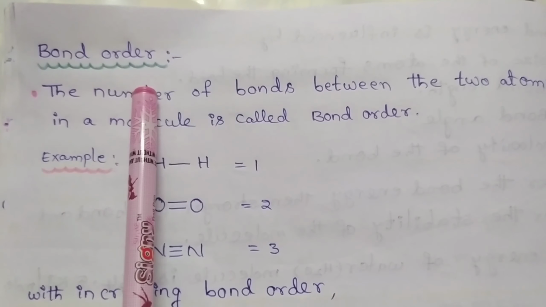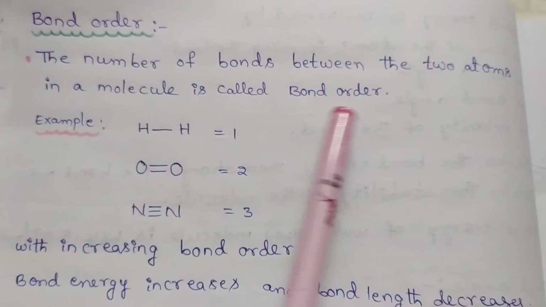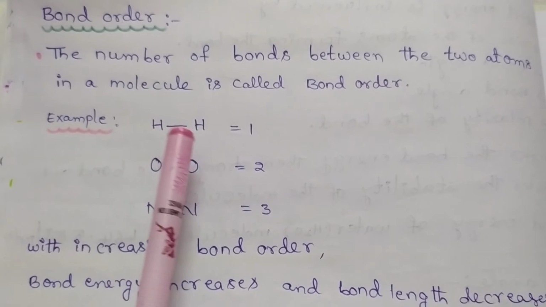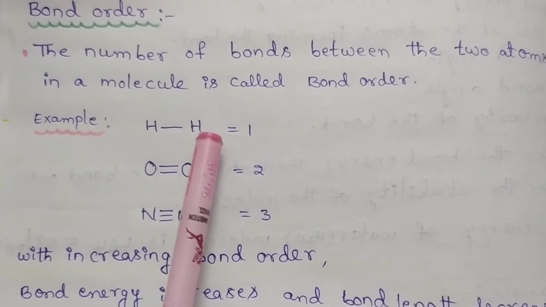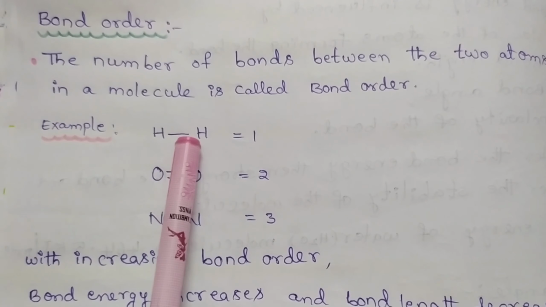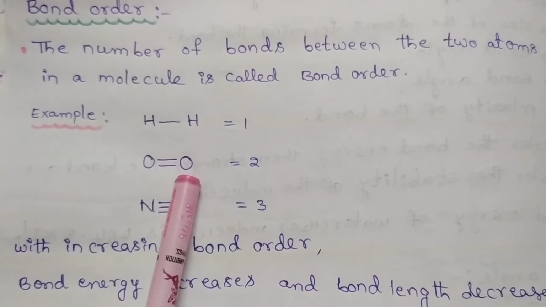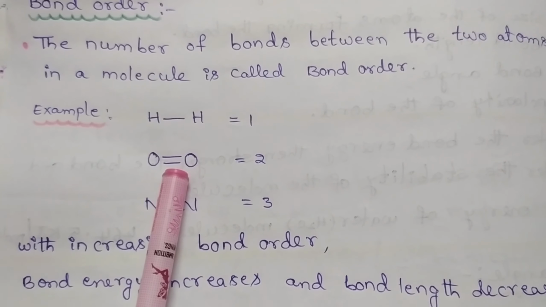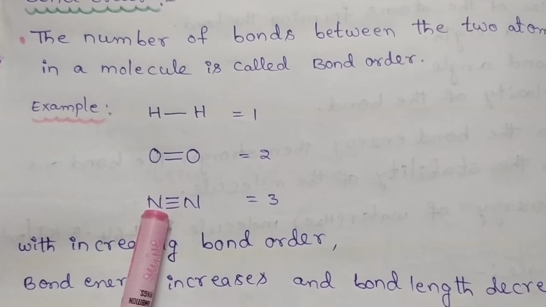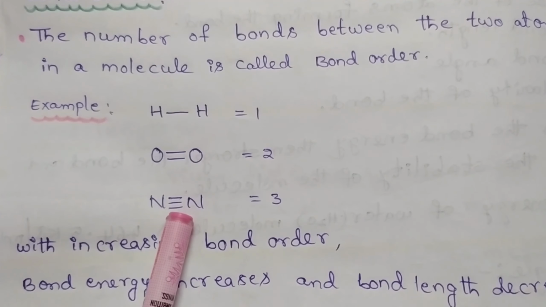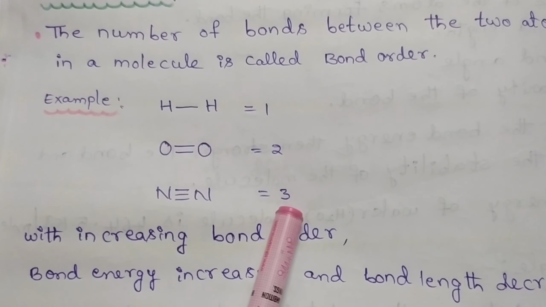Now we discuss the bond order. The number of bonds between the two atoms in a molecule is called bond order. For example, in a hydrogen molecule, the number of bonds present between the two hydrogen atoms is equal to 1. So its bond order is equal to 1. The number of bonds between the two oxygen atoms in an oxygen molecule is equal to 2. So its bond order is equal to 2. In case of nitrogen molecule, there are 3 bonds present between the two nitrogen atoms. So its bond order is equal to 3.